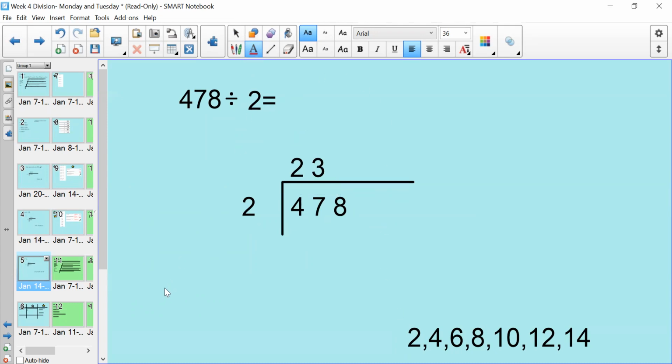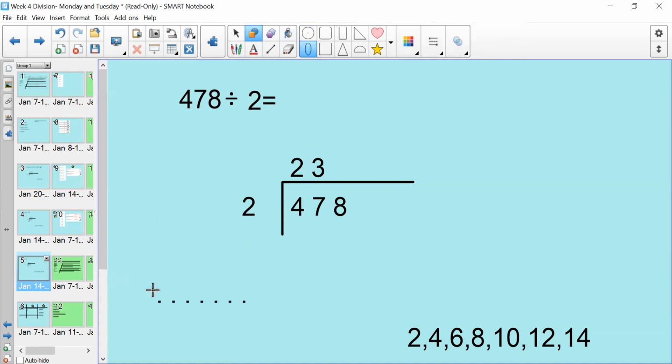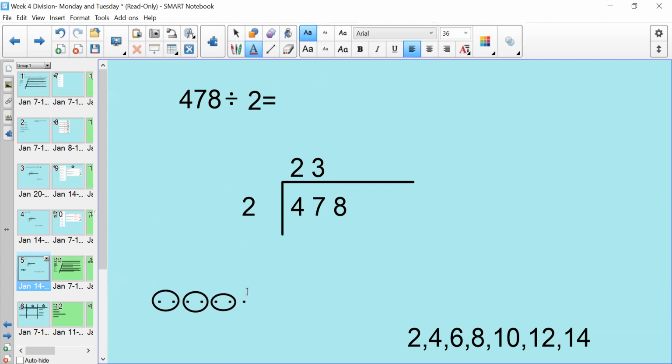Remember, we can also draw our dots. So we could have 1, 2, 3, 4, 5, 6, 7 dots, and then circle groups of 2. So that's 1 group, 2 groups, 3 groups, and then there's 1 left over, or rather 10. And then that would just get joined onto the 8 to create a new number of 18.